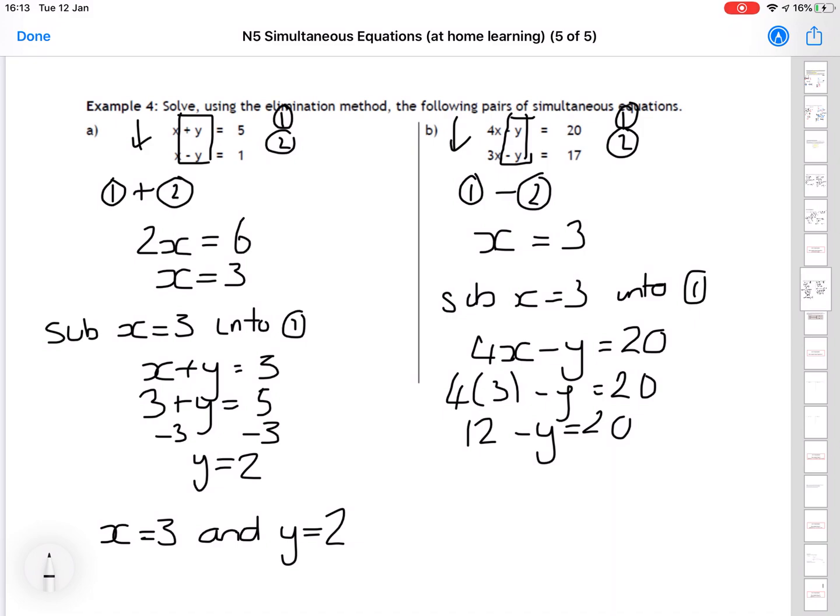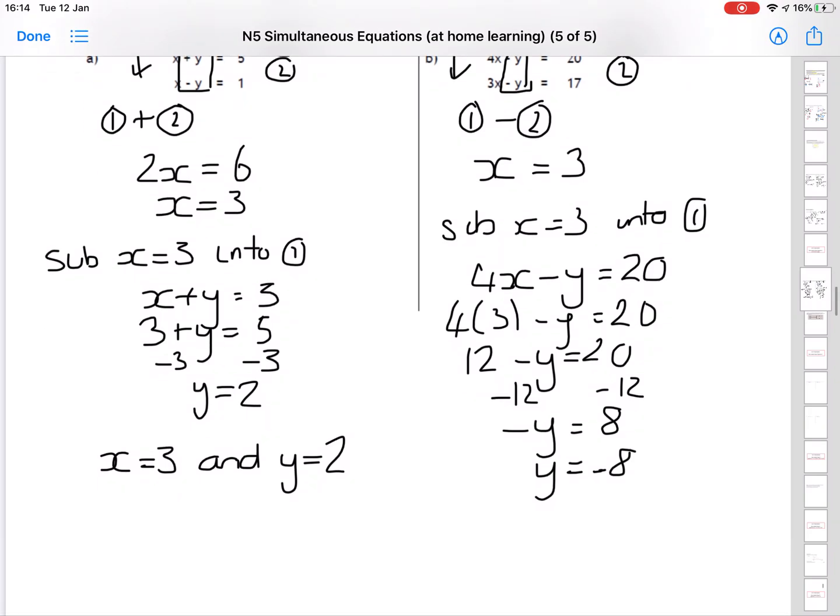We're solving for y, so the 12, we don't need that there, so we'll take away 12 from both sides. So that'll become minus y equals 8. And then we need y, not minus y, so you're changing the sign across, so that becomes y equals minus 8. Okay, so your final answer, if you just write it at the very bottom, we have x equals 3 and y equals minus 8.